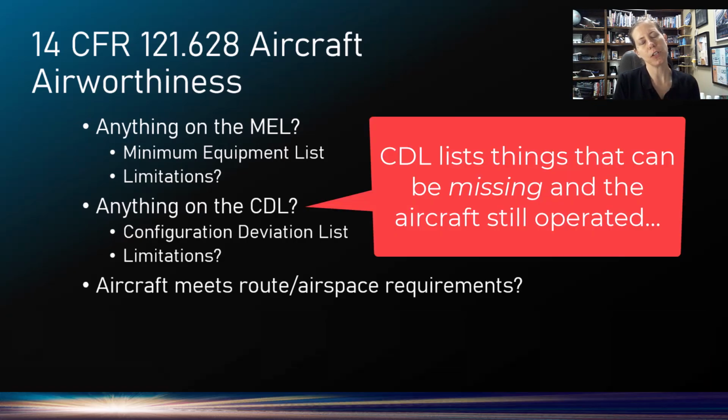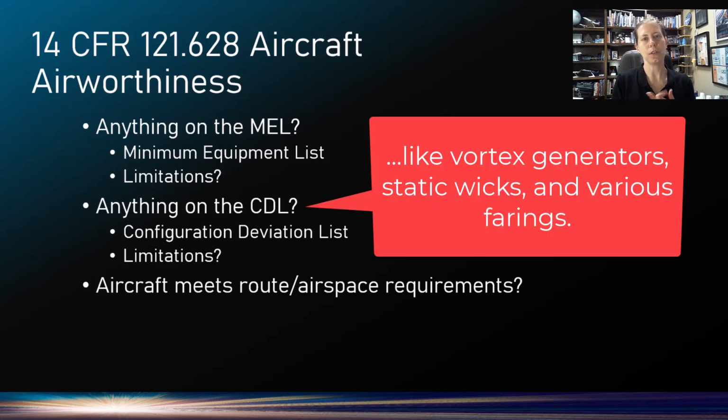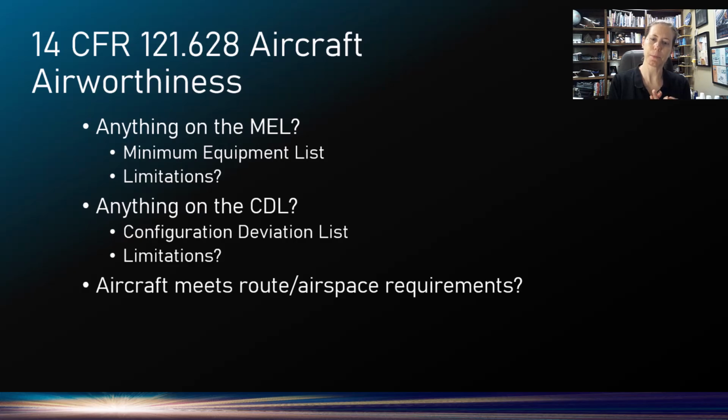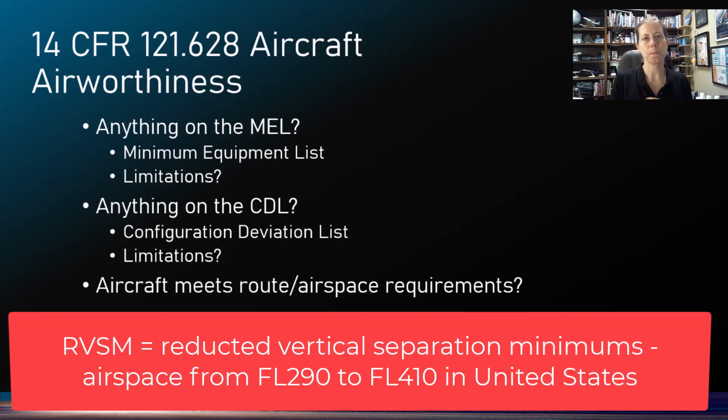Anything on the configuration deviation list, those are a list of things that could be missing from the aircraft and we still operate the flight. Think things like vortex generators, static wicks, possibly fairings on different parts of the aircraft. Again, it's going to be aircraft and operator specific. Also, we have to make sure our aircraft meets its route and airspace requirements. For example, if we are going to operate in airspace requiring certain RVSM requirements, then we would have to make sure the aircraft's approved for flight in that area.